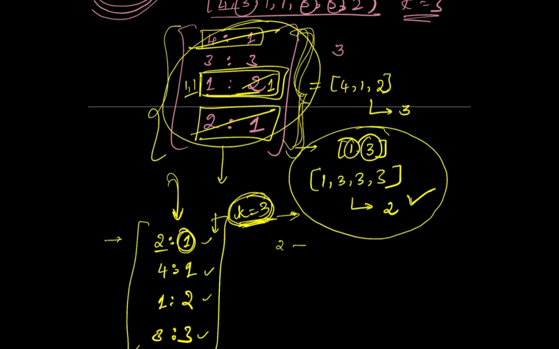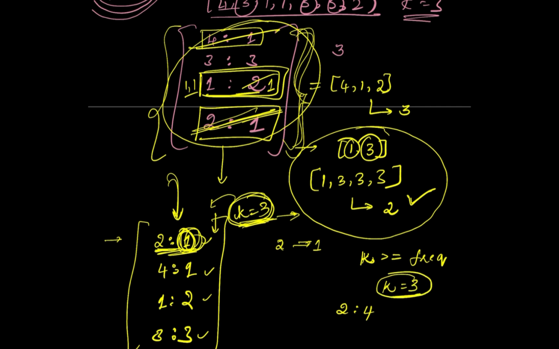First I will come here. Now 2 occurs one time. If 2 occurs one time, I eliminated it. So I will decrement the frequency of this existing element with respect to k. First I will check if the number of elements to be deleted is greater than or equal to the frequency here. For example, if 2 occurs 4 times and I'm only supposed to delete 3 elements, I can remove 3 occurrences of this 2 and I will be left with 1.